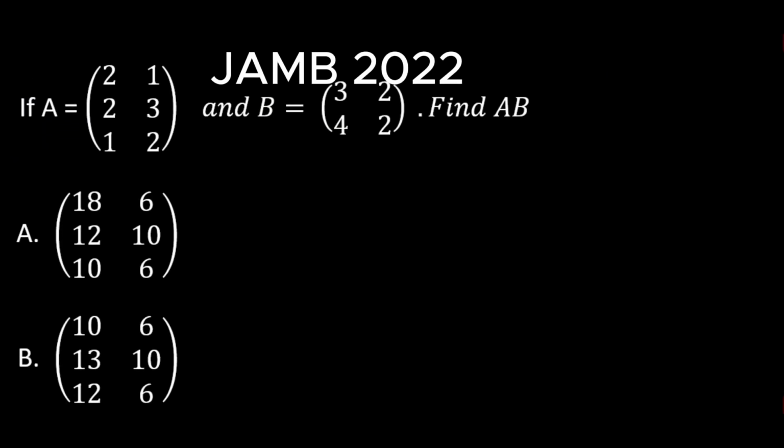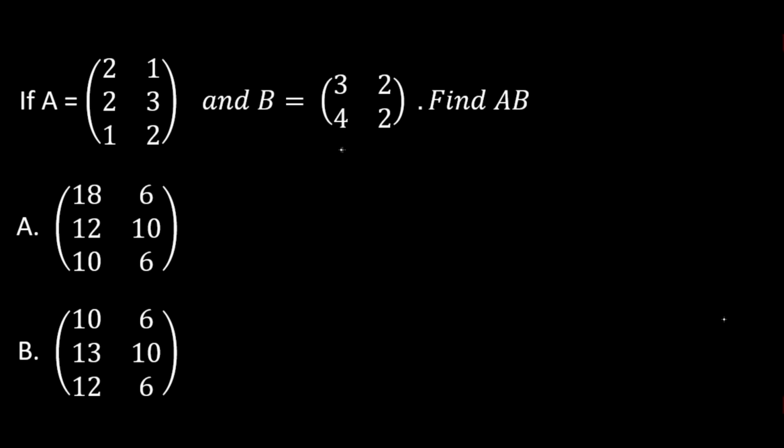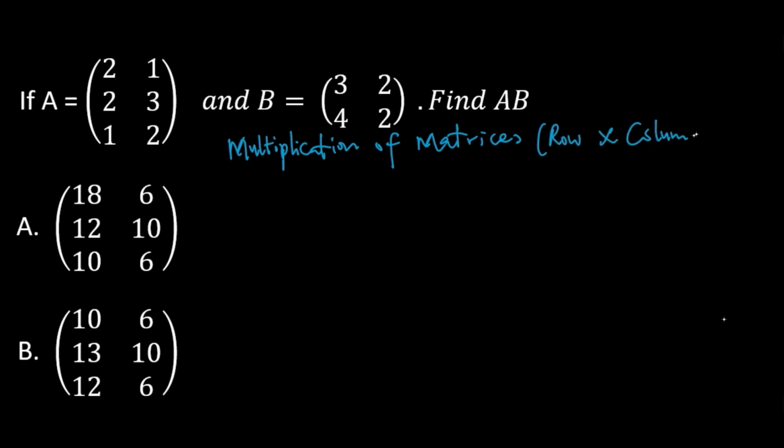Question 15. This is matrices. We are given a matrix A, the matrix B, and we are asked to do the multiplication, that is A multiplied by B. So multiplication of matrices, we use row to multiply the column. Okay, AB now, we take matrix A and we multiply it with matrix B.